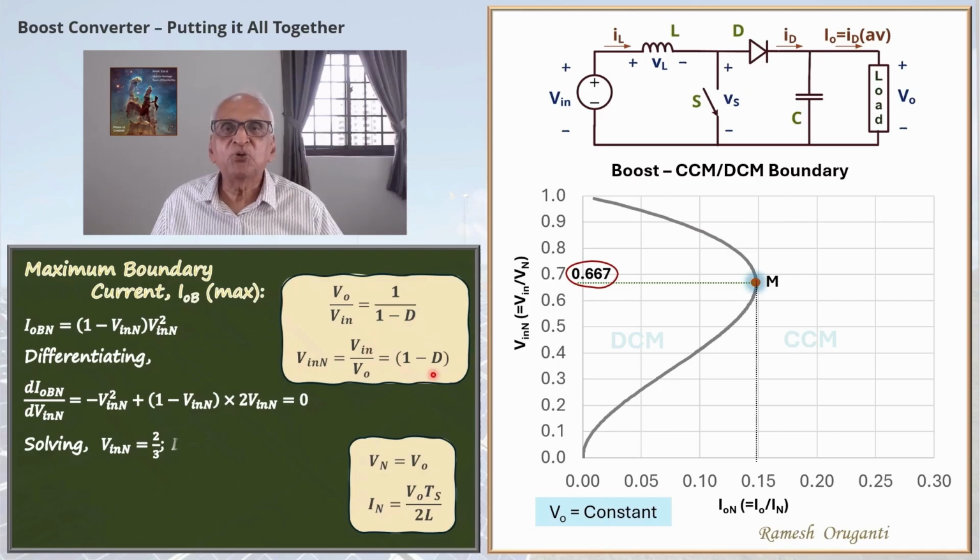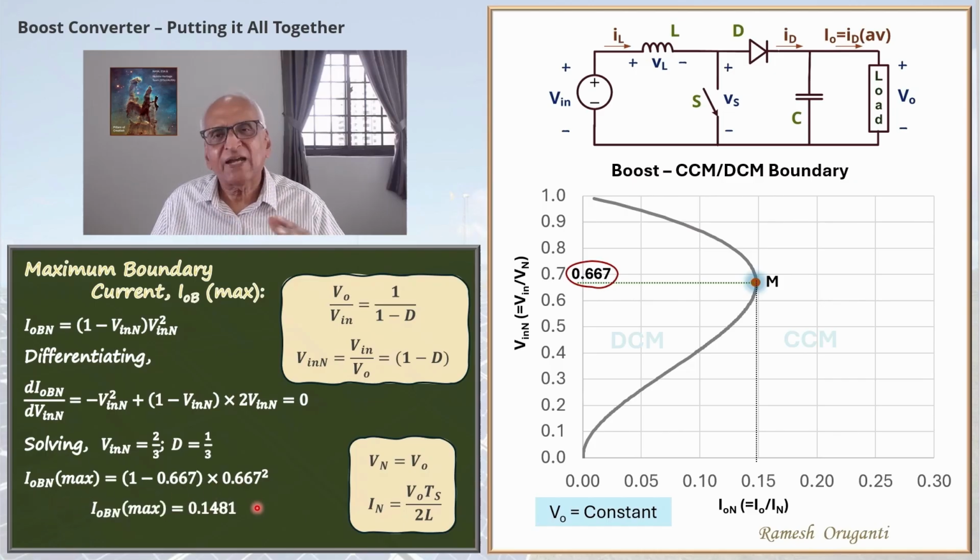That means the input voltage is 66.7% of the output voltage and the corresponding duty cycle is 1 by 3, 0.333. We can then plug in the Vin N value into this equation to find IOBN max. If we do that, we will get 0.1481. So the maximum boundary current, the normalized value, is 0.1481.